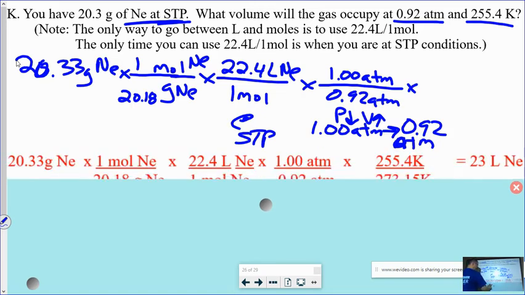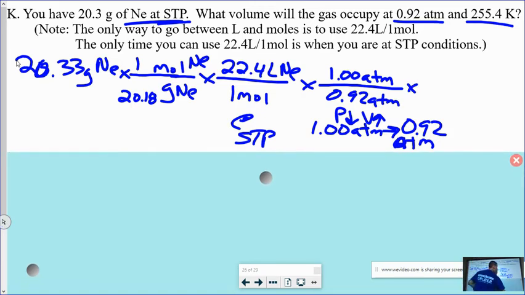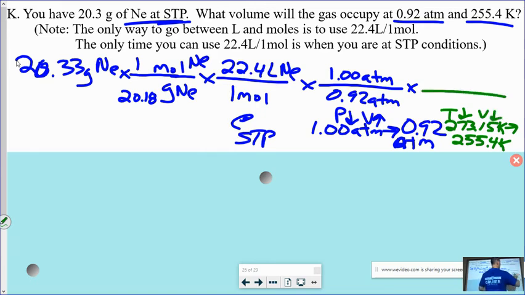All right. Now we're going to go down a little bit. Kind of ran out of some room, so I'm going to have to be creative. So we are going to be going from standard temperature, which is 273.15 Kelvin, and we are going to be going to the problem temperature, which is 255.4 Kelvin. So in this problem, our temperature is going down. If our temperature goes down, our volume should go down. So our volume should get smaller. So you put the smaller of the two numbers on top.